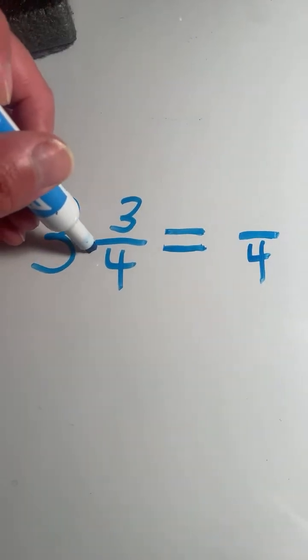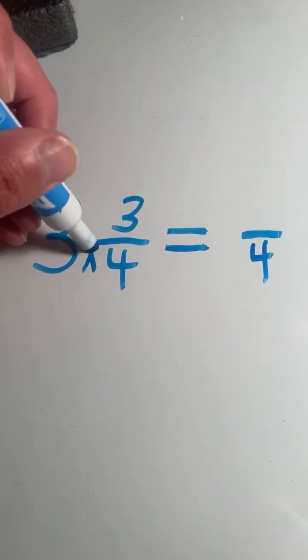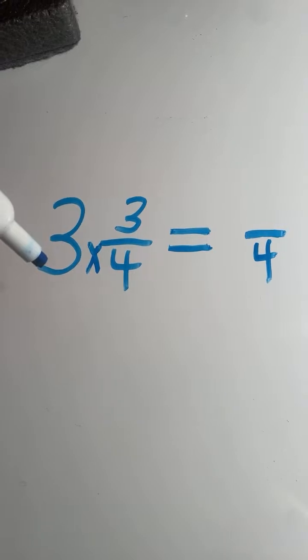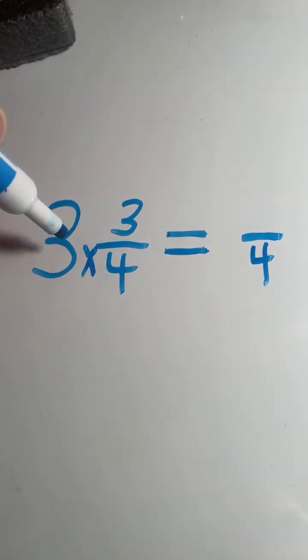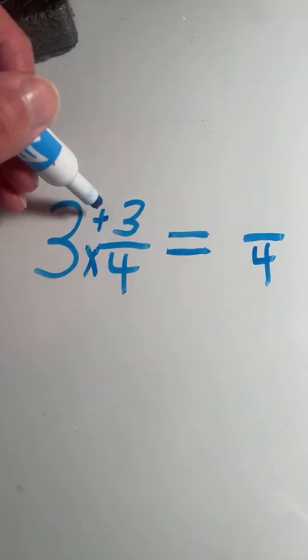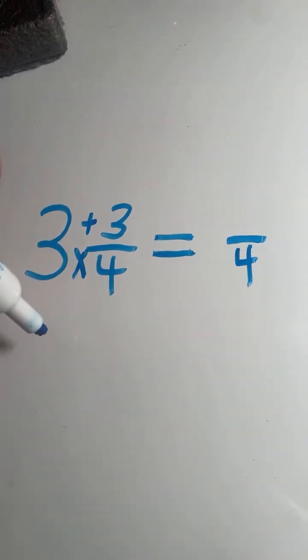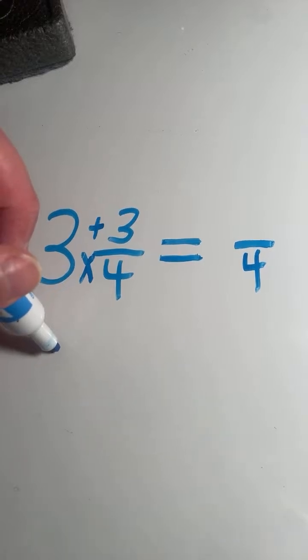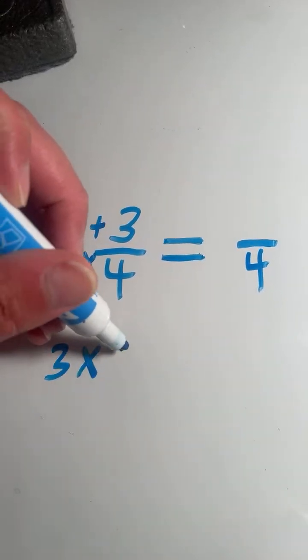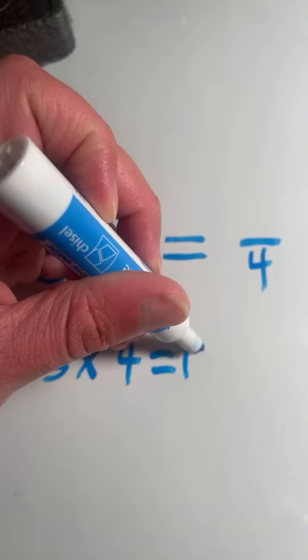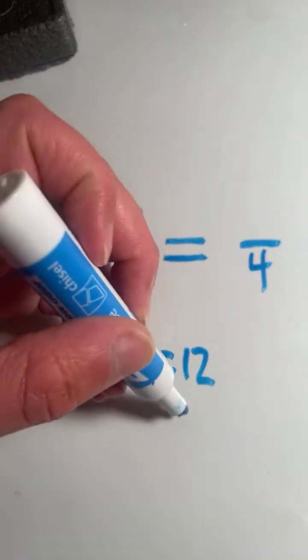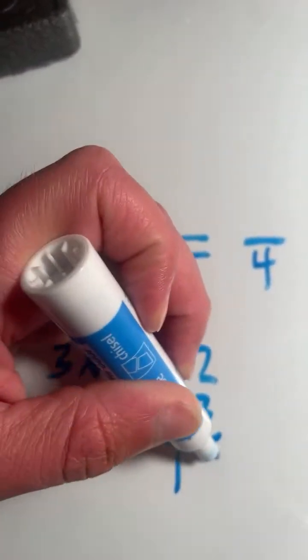Step one, we multiply our whole number times our denominator. So we multiply 3 times 4, and then step two, we add our numerator. So I'm actually going to show all of my work here and do all this out. But step one, we multiply 3 times 4. 3 times 4 equals 12. Step two, we add our numerator. 12 plus 3 equals 15.